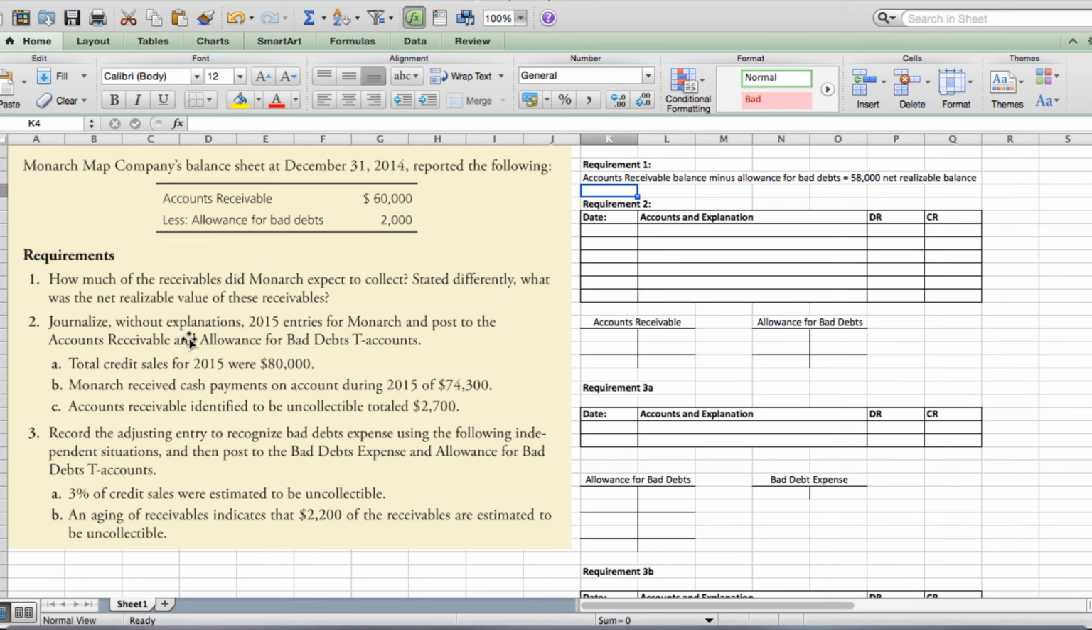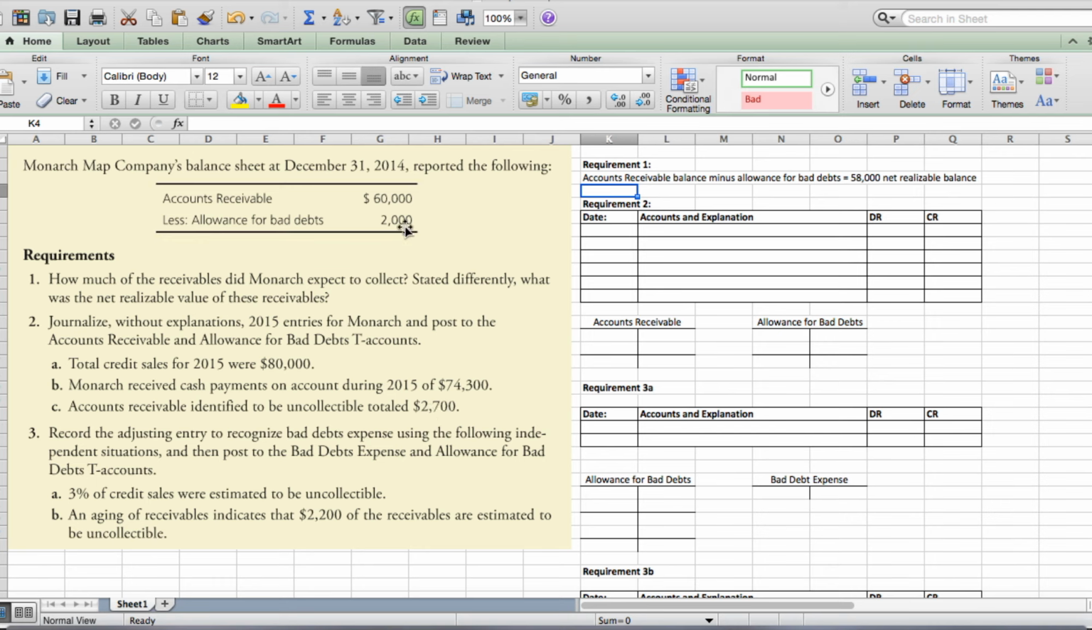Let's move and look at requirement 2 here. So the first part of requirement 2 gives us these three kind of aggregate totals for the year in these categories that we need to do a journal entry for. So we've got total credit sales for the year, 80,000. And then the amount of cash payments we received to pay off existing accounts receivable for the whole year was this amount, $74,300. And then we had $2,700 worth of accounts that actually became uncollectible for the year.